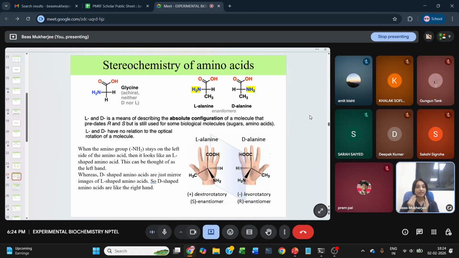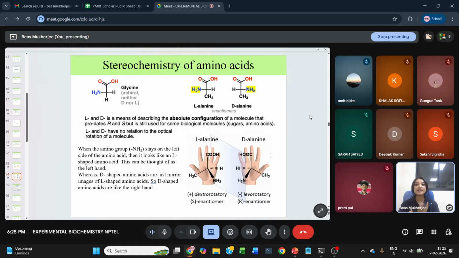If it is present on the left hand side, this is called L-alanine. In our body, normally in humans and other organisms, the maximum number of amino acids are L amino acids. In bacteria, there are some D amino acids as well, especially in the peptidoglycan layer. So we'll talk about that soon.